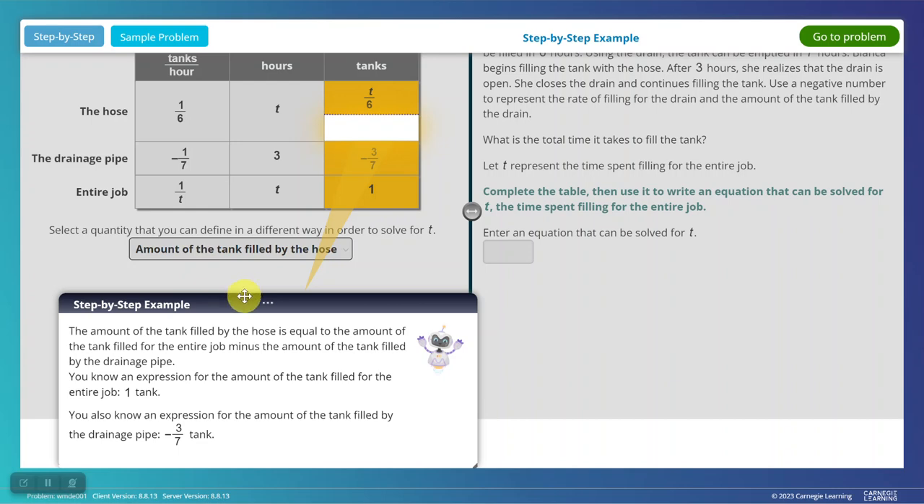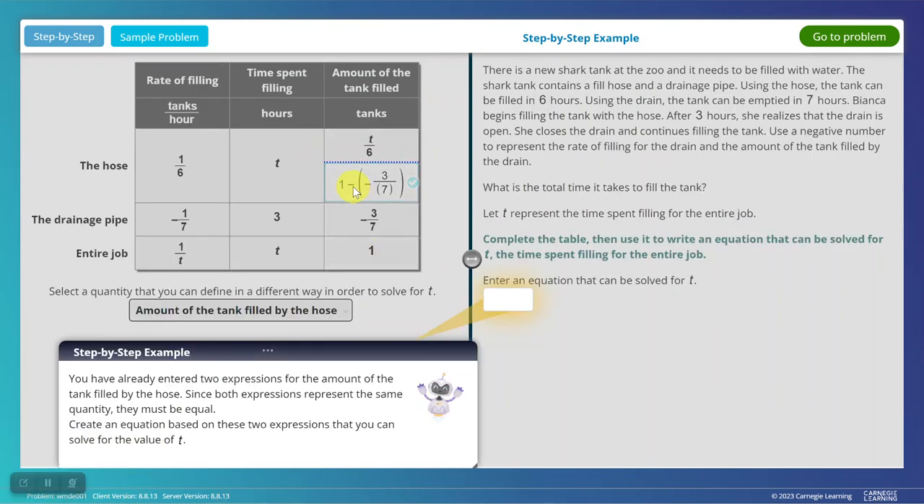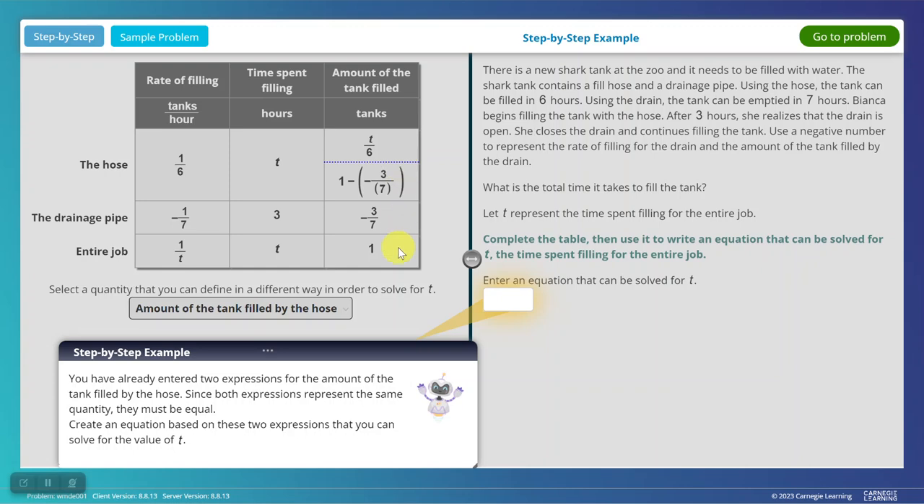And the amount of the tank filled by the hose is equal to the amount of the tank filled for the entire job minus the amount of the tank filled by the drainage pipe. You know an expression for the total amount of the tank filled for the entire job is 1 tank. You also know the expression for the amount of the tank filled by the drainage pipe. So we're going to subtract them. So it's going to be 1 minus -3/7.